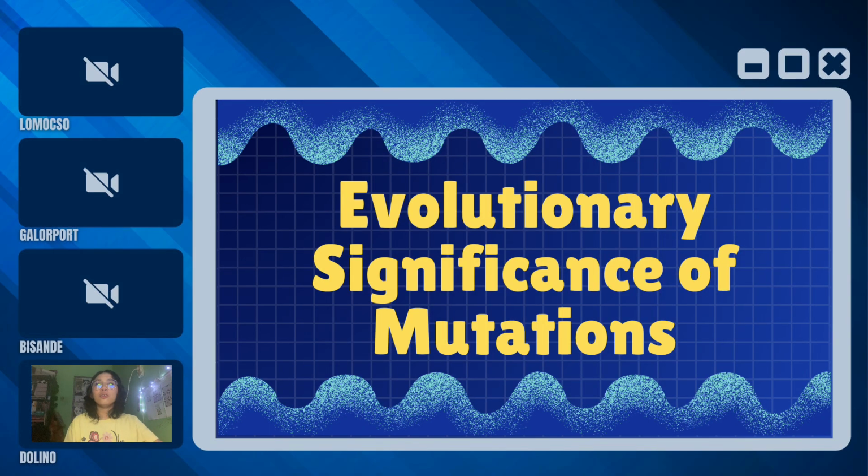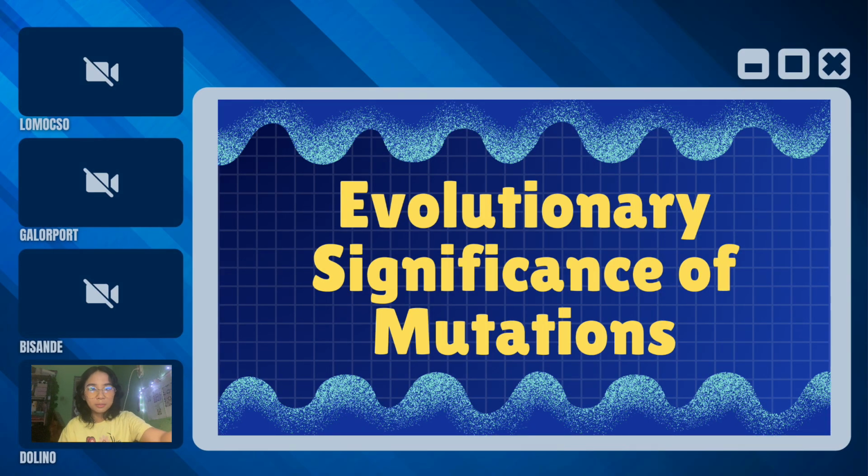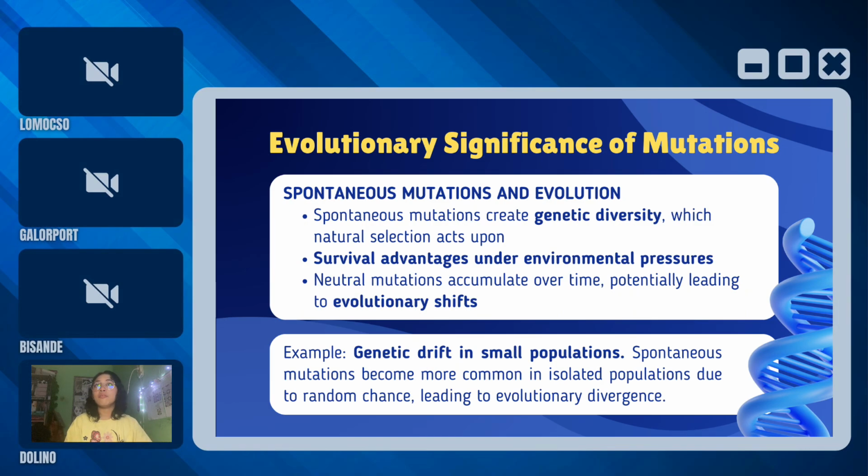Let's proceed to the evolutionary significance of mutations. Spontaneous mutations are important in evolution because they create genetic diversity which natural selection acts upon, survival advantages under environmental pressures, and neutral mutations accumulate over time, potentially leading to evolutionary shifts. By introducing new traits into a population, mutations provide the raw material for natural selection to act upon. Diba? Survival of the fittest. These new traits from mutation can make an organism fit to survive.